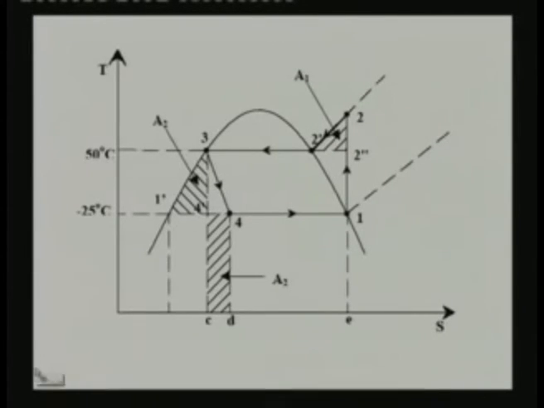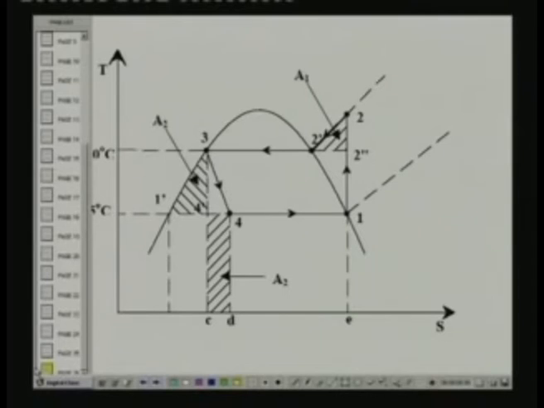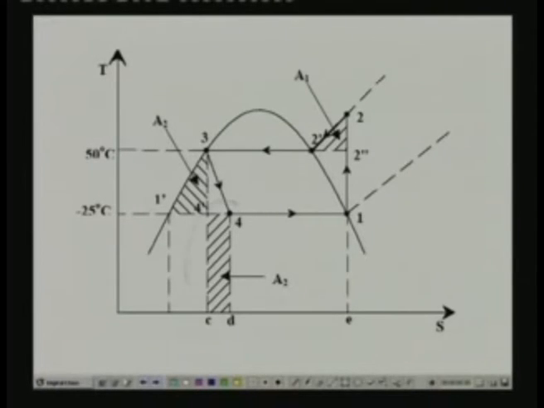Okay, throttling area can be obtained in two ways. The first way is finding the proper throttling area, which is nothing but the rectangular area C D 4 dash. This is equal to, applying integral TdS with temperature remaining constant, integral TdS from 4 to 4 dash. So this is simply equal to Te into S4 minus S4 dash. Again we know all the entropies, so you can easily find out the throttling area using this expression.